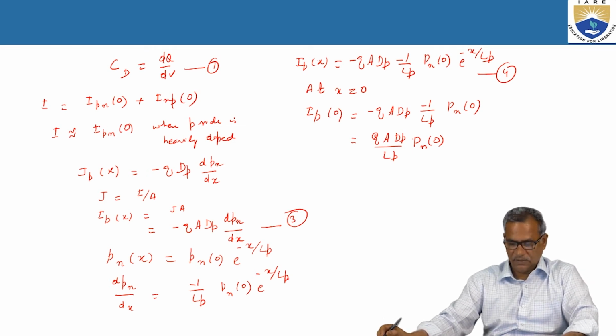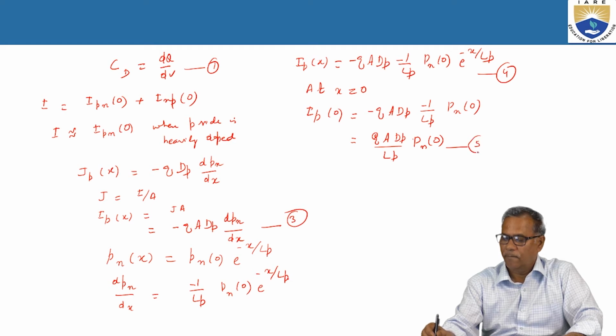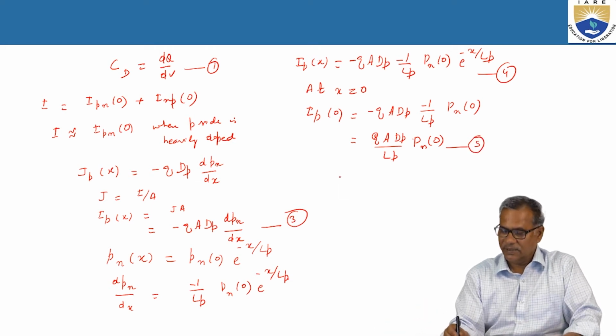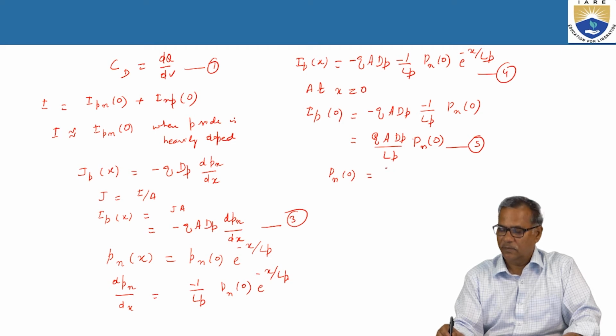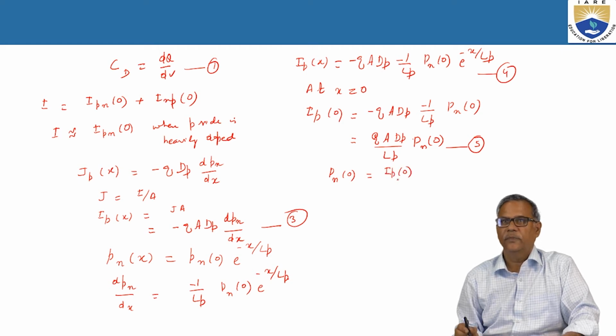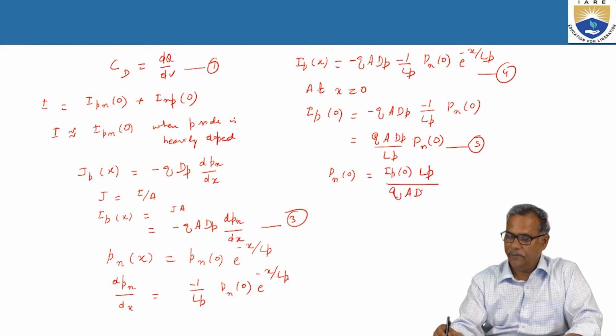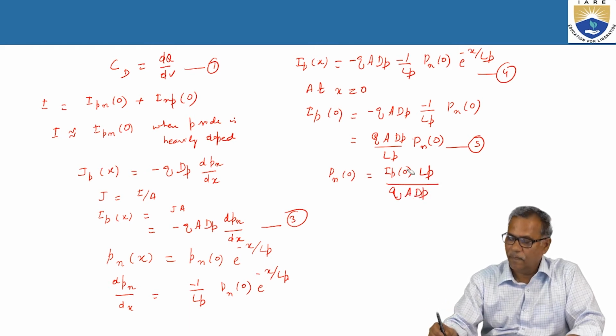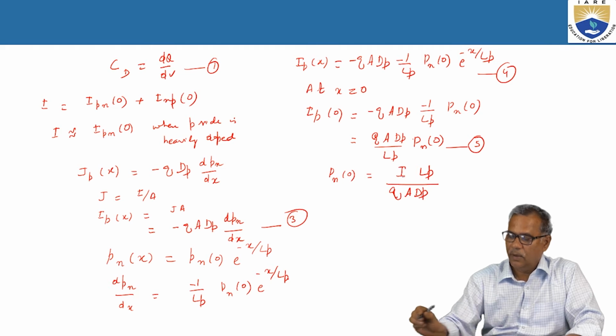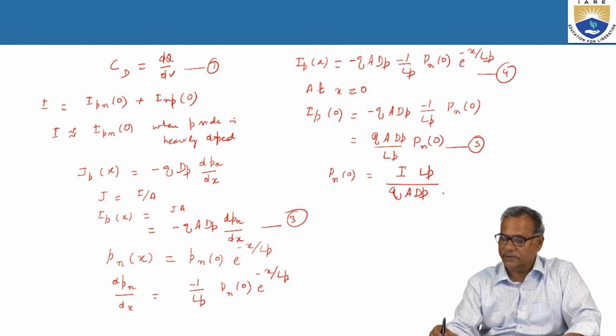QAdP by Lp into Pn0. So this is equation 5. From this we can say that Pn0 is equal to Ip0 into Lp by QAdP. This Ip0, let us write it as I. So Pn0 is equal to ILp by QAdP. So this is equation 6.